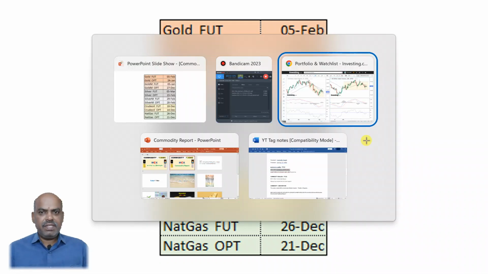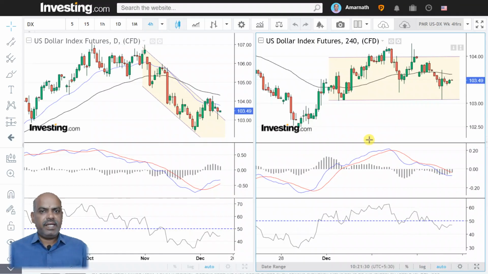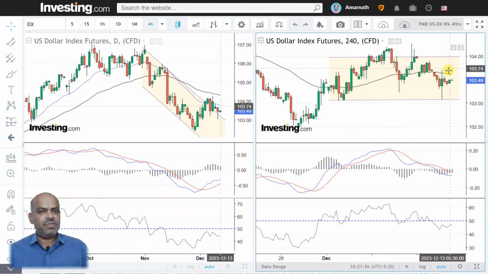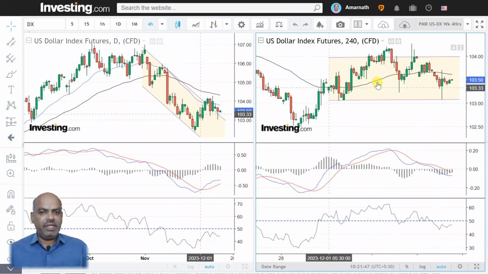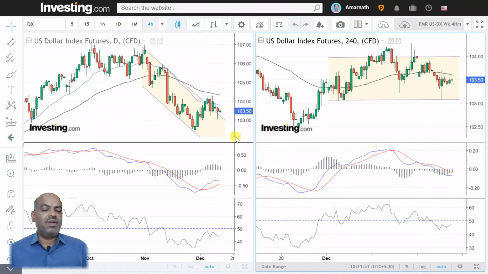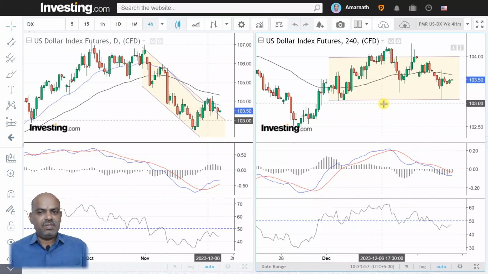Now we will see the dollar index. If you see the dollar index in the last couple of sessions, it's trading between 103 and 104. So this looks like a range. It has to break either way for the next move. If it breaks 104, maybe it goes to the higher side. If it couldn't break, and if it breaks on the downside, you can expect 101. Already we told 101 would be the next target. So that is the possibility.